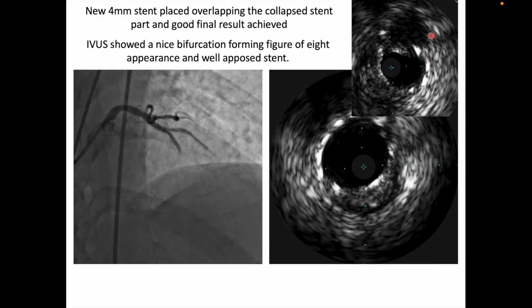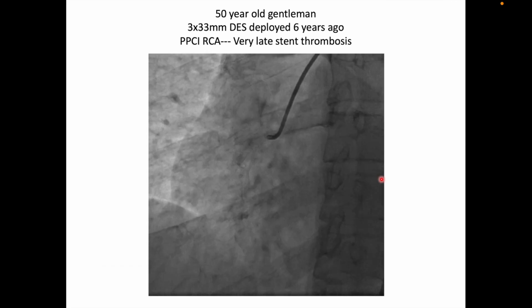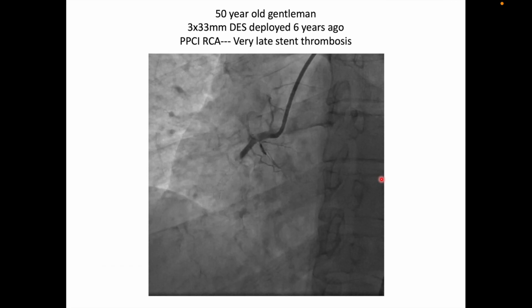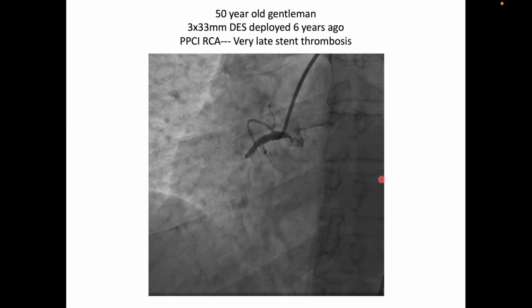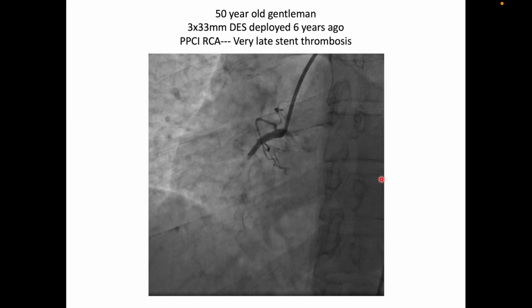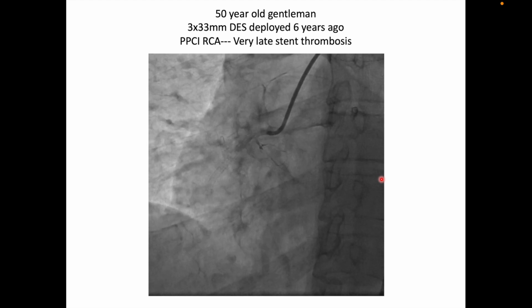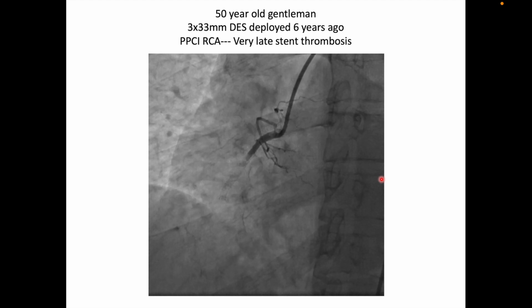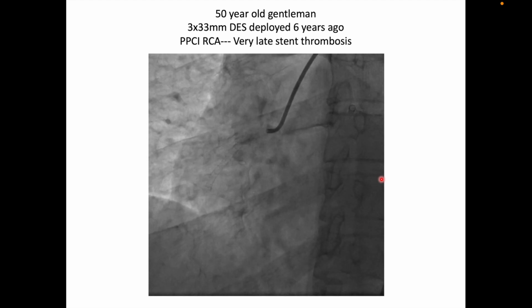So LAD and diagonal. So this is a 50-year-old gentleman who had angioplasty done to the right coronary artery with a 3 by 38 mm drug-eluting stent about 6 years ago, and now he presented with very late stent thrombosis, and this is now primary PCI of the right coronary artery.